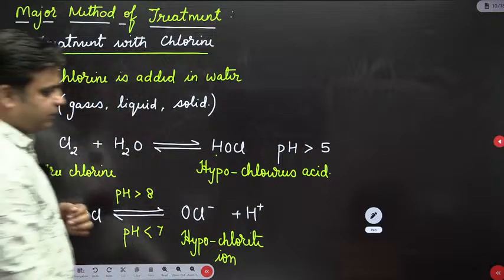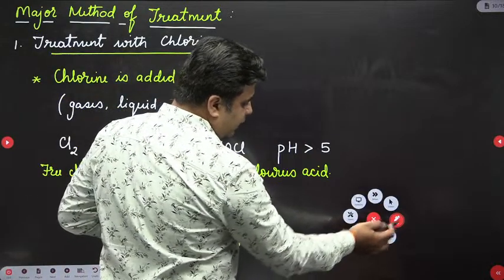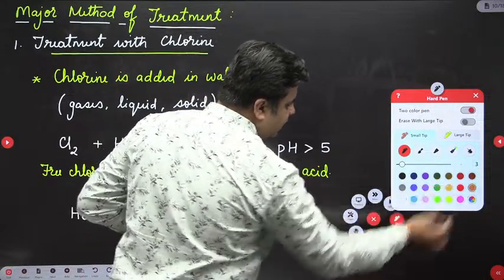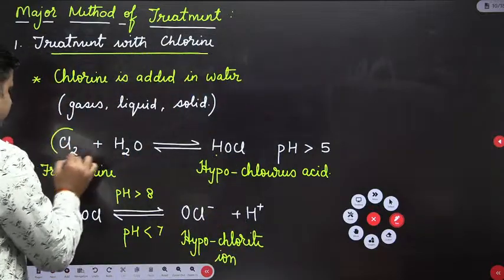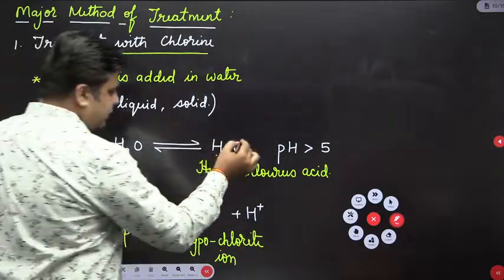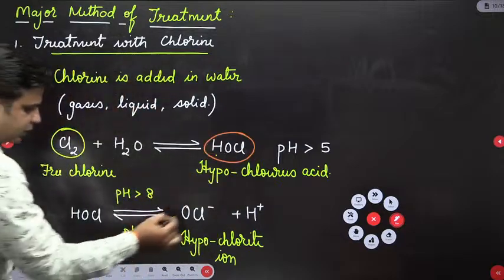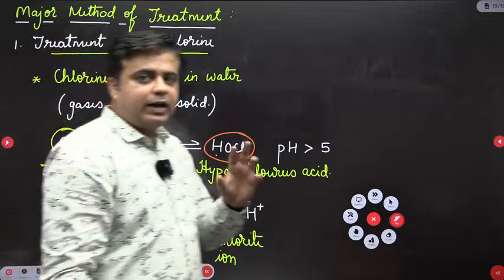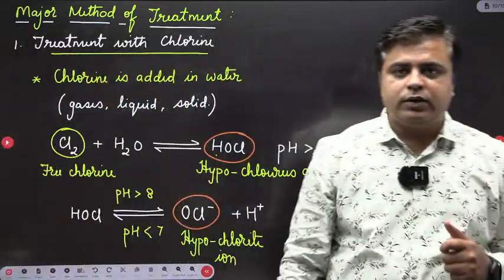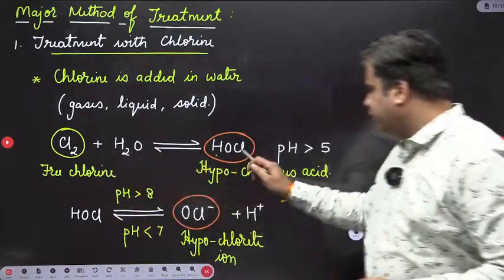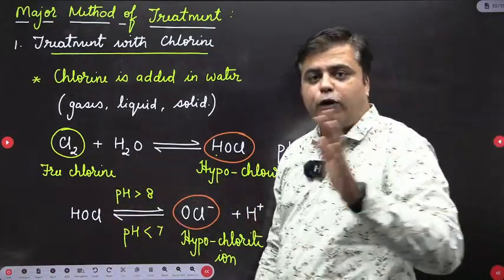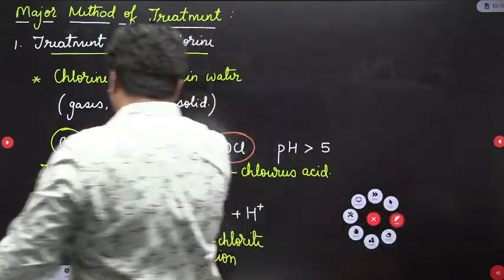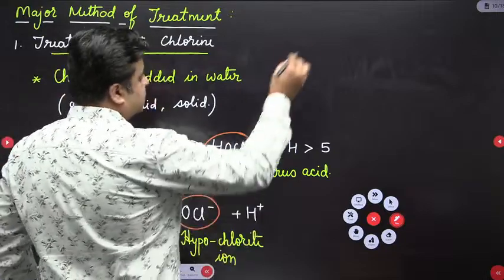Now you see this. When you have added chlorine, chlorine is now available in three forms. These are the three available forms of chlorine. This is the first form, this is the second form, and this is the third form. All these three forms of chlorine are capable of carrying out the disinfection. These three forms are known as free forms of chlorine or freely available chlorine: Cl2, HOCl and OCl minus.